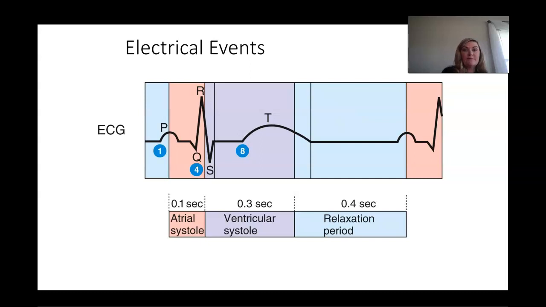With the electrical events, remember, the first electrical event happens at atrial systole. And so that's going into that P wave. Then it's going to come down. You have a rest for a second. And then you'll see the ventricular systole. Then you'll see the relaxation period.